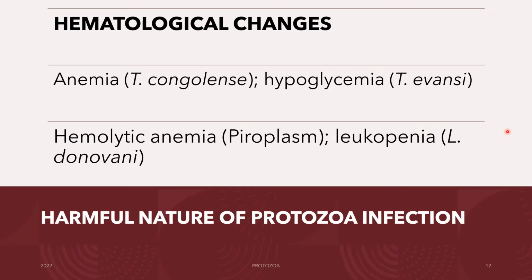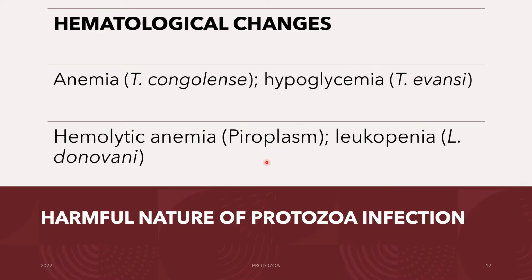Another is hypoglycemia. Hypoglycemia can develop due to the consumption of a large amount of blood sugar by the parasite Trypanosoma evansi. We also have the exhaustion of the glycogen reserve in the body due to liver dysfunction, and an increase in lactic acid, which interferes with respiration.